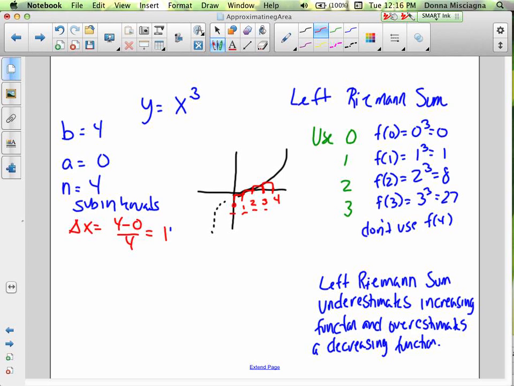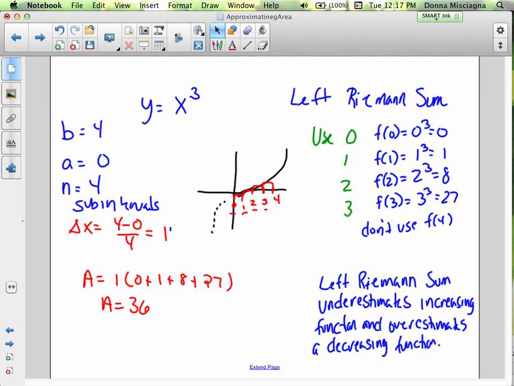So really super easy one here: 1 is the change in x, times 0 plus 1 plus 8 plus 27, which means our area here is going to be 36. So that was a really easy one.